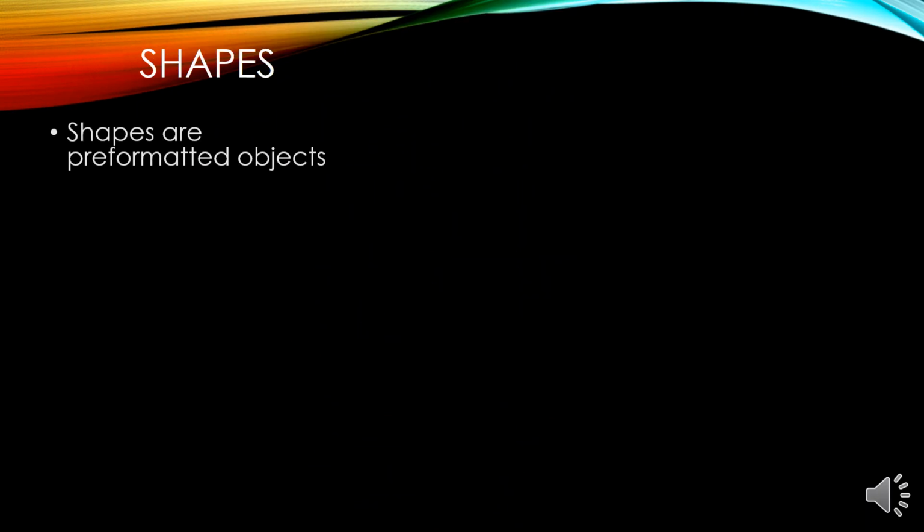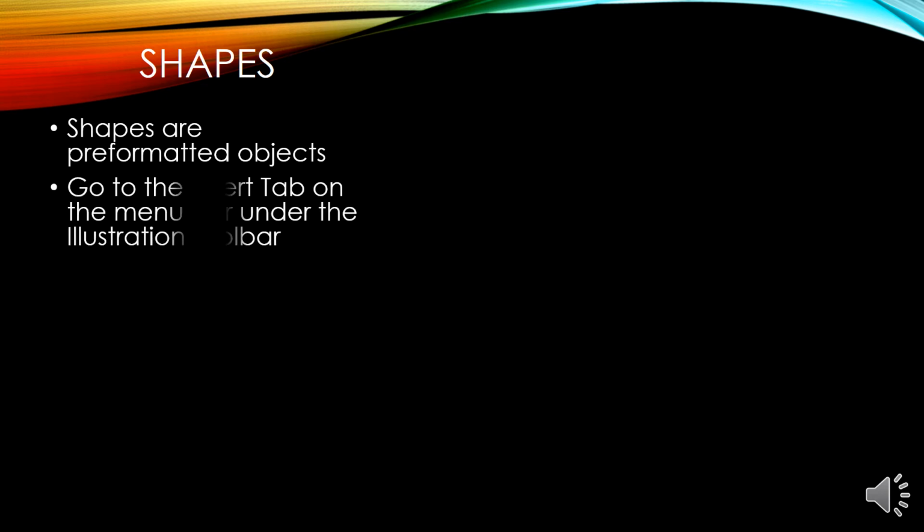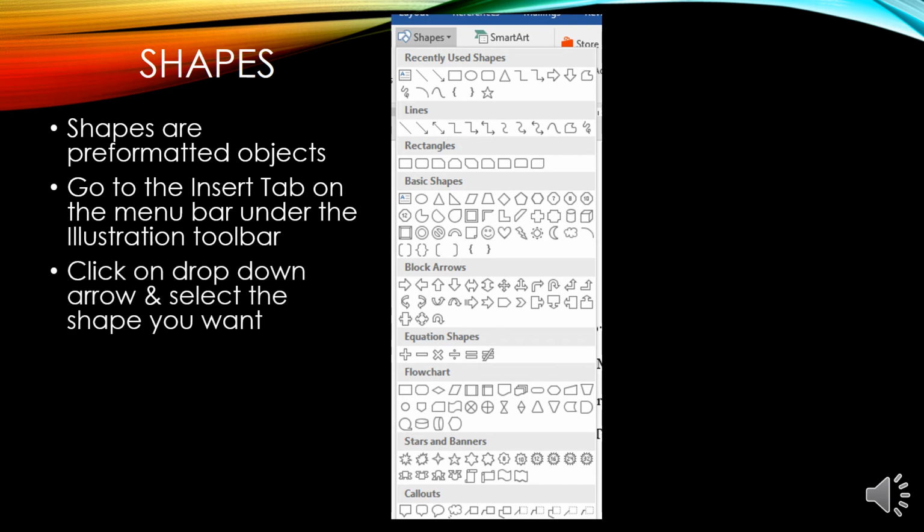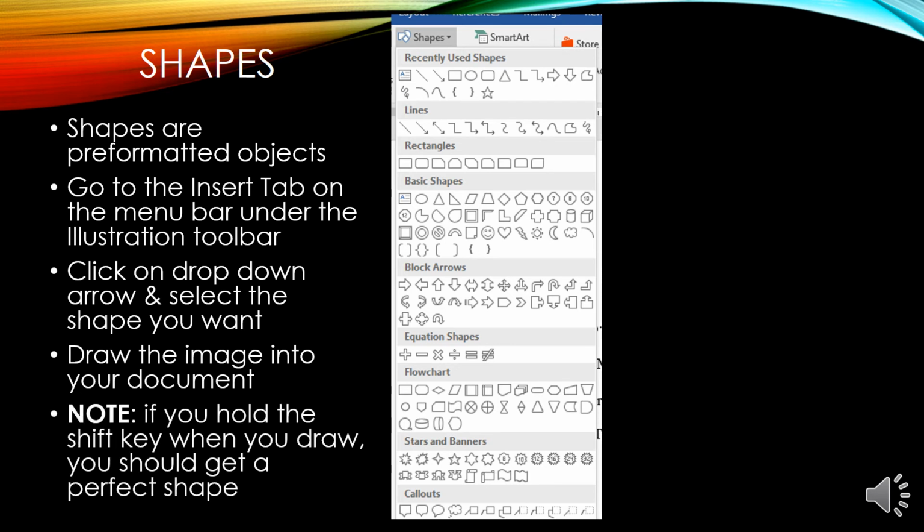Shapes. Shapes are pre-formatted objects. To insert a shape, go to the Insert tab on the menu bar and look underneath the Illustration toolbar. Click on the drop-down arrow and select the shape you want. Draw the image into your document. Note, if you hold the Shift key when you draw, you should get a perfect shape.